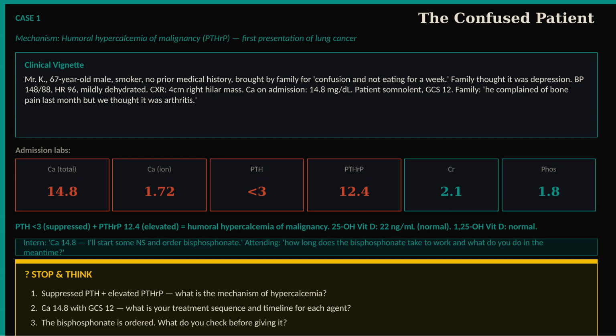The intern says, calcium's 14.8, I'll start saline and order a bisphosphonate. The attending asks, how long does that bisphosphonate take to work? And what do you do in the meantime? Stop and think. With suppressed PTH and elevated PTH-RP, what's the mechanism? With a calcium of 14.8 and a GCS of 12, what's your treatment sequence and the timeline for each agent? And what do you check before giving that bisphosphonate?